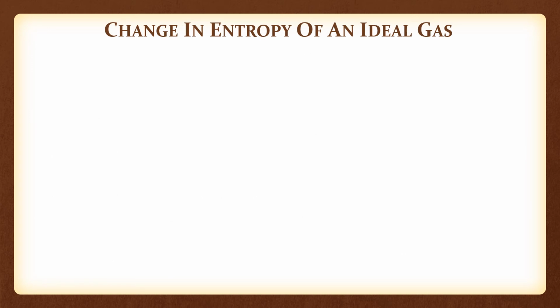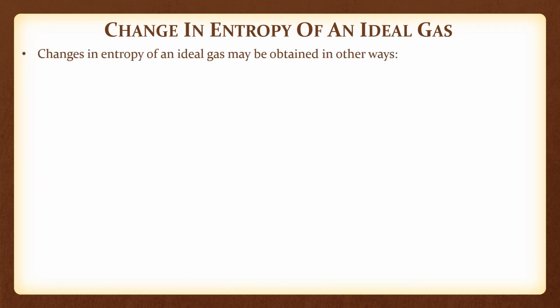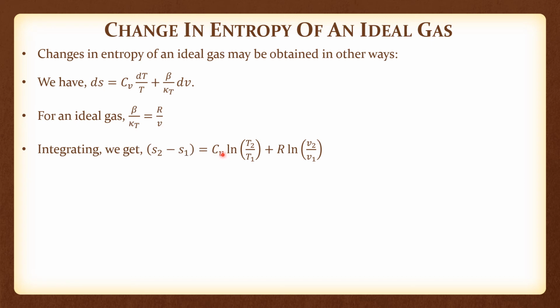So even though we have not been fully successful in estimating the entropy of an ideal gas, we can estimate the change in entropy of an ideal gas. And changes in entropy of an ideal gas may be obtained in other ways, for which we already have dS is Cv by T dT plus beta by kappa T dV. So for an ideal gas, beta by kappa T is R by V, and therefore if your Cv may be treated as a constant independent of temperature, then you can get the change in entropy given by this expression, from one state to another state. Of course, we cannot get the initial state's entropy. That is the only catch, which is what we found out even in the previous expression.